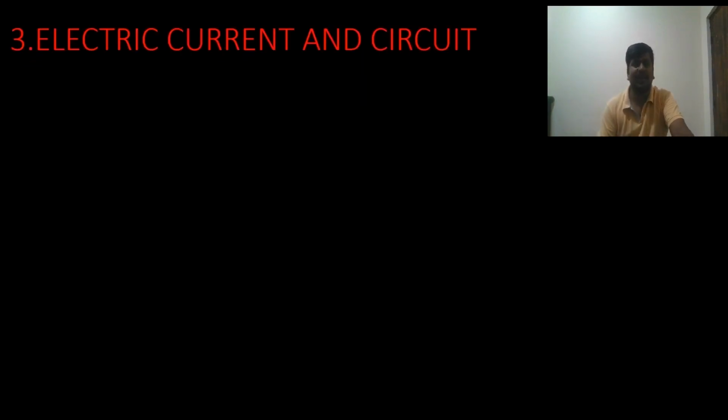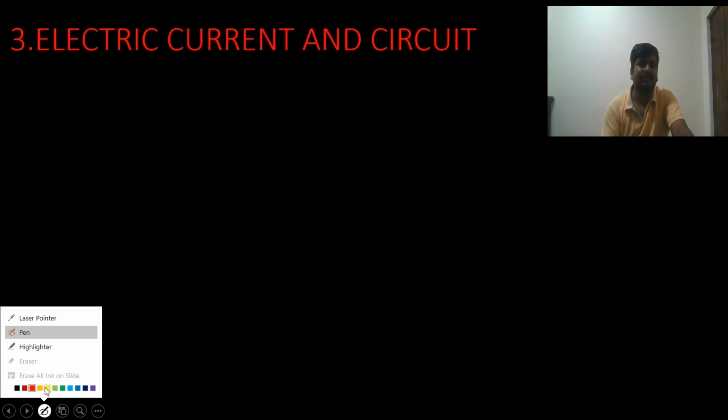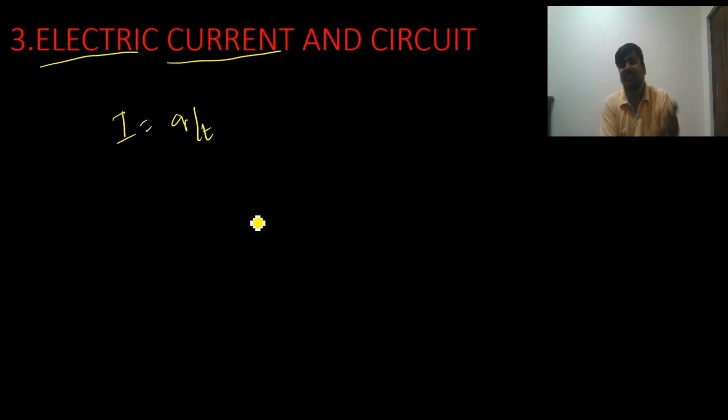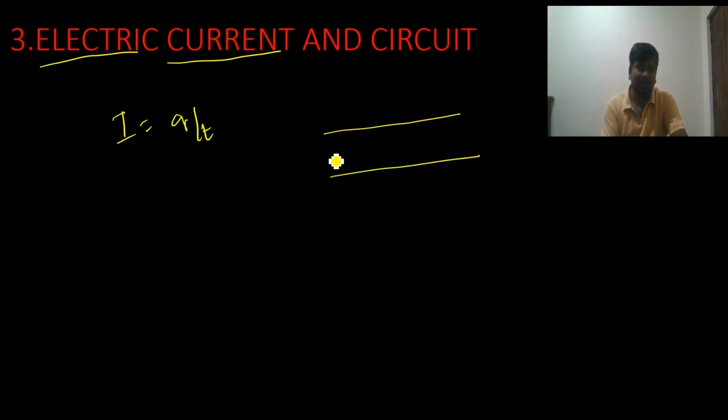And next, electric current and circuit. So what is electric current? When current is passing through the circuit, the electric current I equals Q by T. What is I? Charge passing per unit time. Whether you take positive charge or negative charge, it is moving inside the conductor.